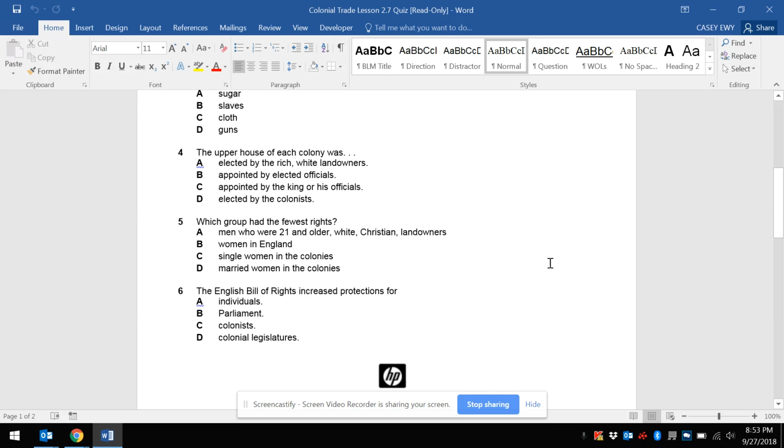6. The English Bill of Rights increased protections for A. Individuals, B. Parliament, C. Colonists, or D. Colonial legislatures.